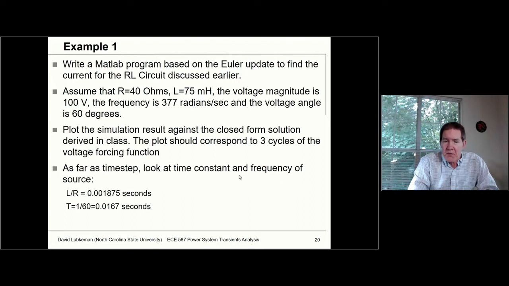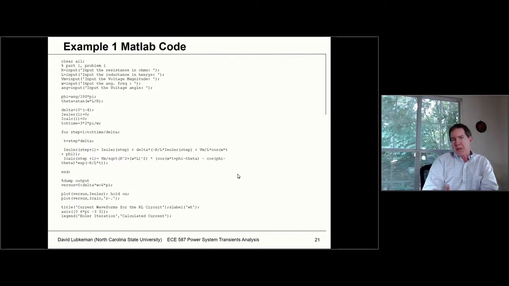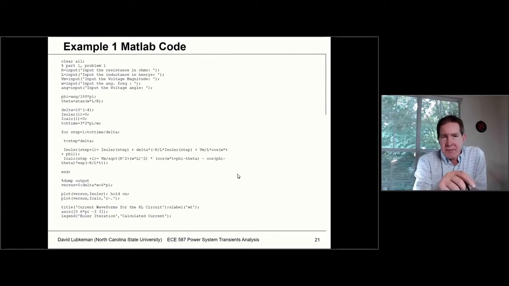So as far as putting this into code, I'm giving you this code so you don't have to take a whole bunch of notes from this. Basically the first part of this code is just entering in the numbers, so this is set to be a little bit generic. I'm calculating an angle that's associated with the omega L over R. That's going to be the shift in the current with respect to the voltage. In this case, I'm going to start off with a time step of 10 to the minus fourth. It's based on the time constant and the sinusoid I'm trying to capture.